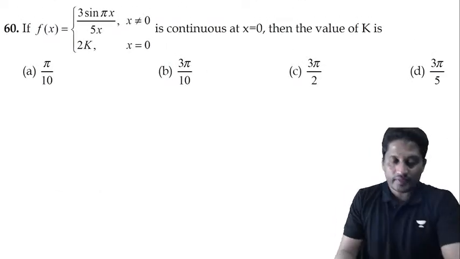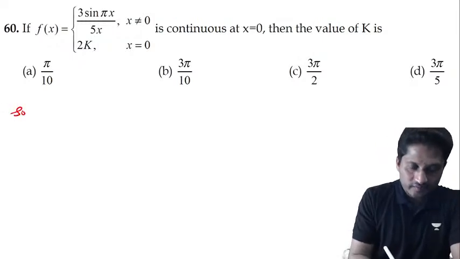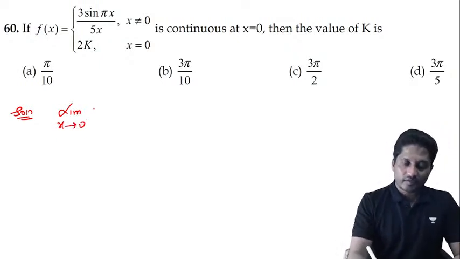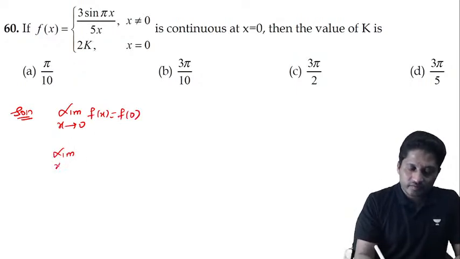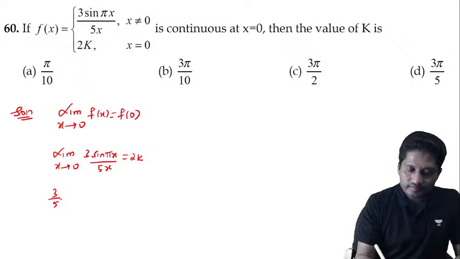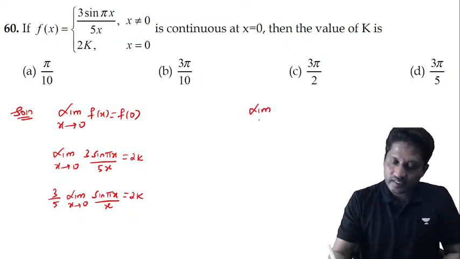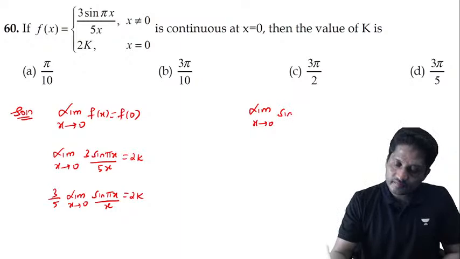The function is continuous. What should be the value of k? If the function is continuous, limit x tending to 0, f of x is equal to f of 0. So limit x tending to 0, f of x is equal to 3 into sine pi x divided by 5x, equal to f of 0, which is 2k. I'm going to take 3 by 5 out. Limit x tending to 0, sine pi x by x is equal to 2k. Now see, limit x tending to 0, sine x by x is 1. Sandwich theorem.